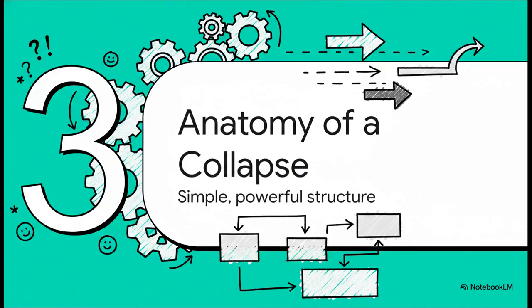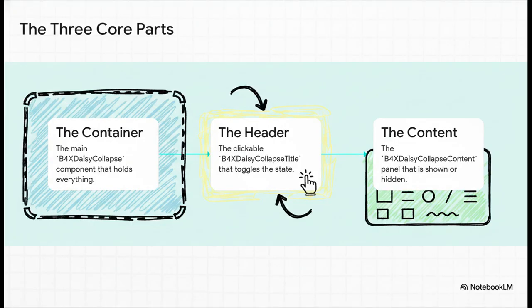Not at all. Let's break down the structure because its anatomy is so logical and incredibly simple. It's really just made of three core parts. First, you have the main container, the B4X DaisyCollapse itself. Then, inside that, you've got the part you click on, the header, which is called the B4X DaisyCollapse title. And finally, you have the B4X DaisyCollapse content, which is the panel that holds all your stuff that gets shown or hidden. That's literally it.